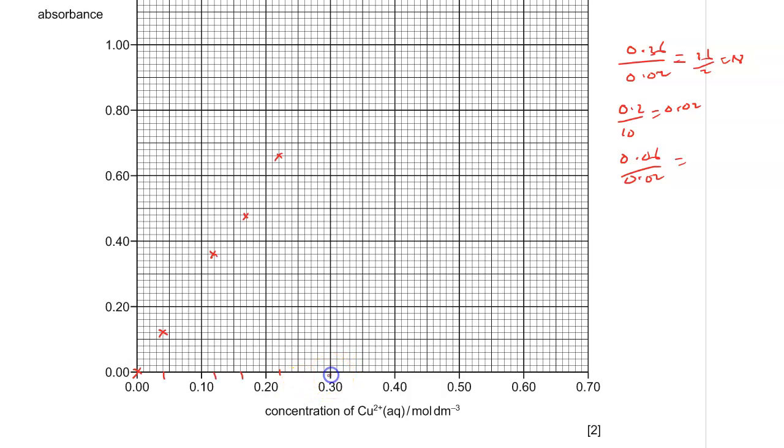0.3 is here against 0.89. 0.89 is somewhere here in between, because this is 0.9 here. 0.9. Okay.